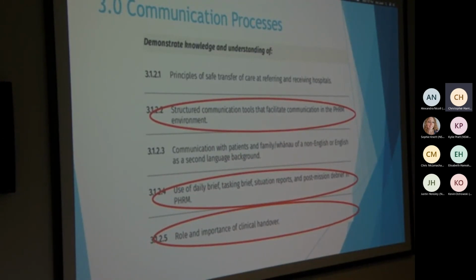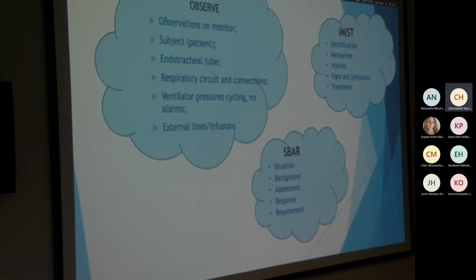There's a whole section on communication processes as well. So structured communication tools, how we do daily briefs, the role of a clinical handover. Again, this is what we do in our routine work, but just to put it into a more objective kind of picture for this presentation, certain acronyms which we would use, but it's probably good to have on the tip of your tongue. So you've got your IMIST for handover, which is used pre-hospitally a lot of places, your SBAR for your kind of handover as well.